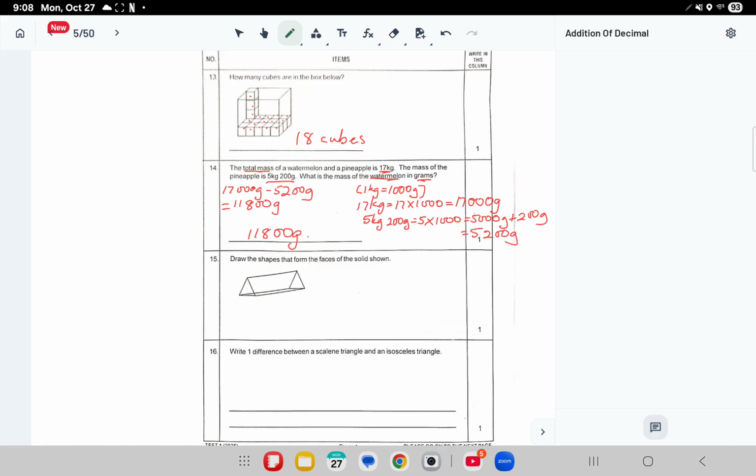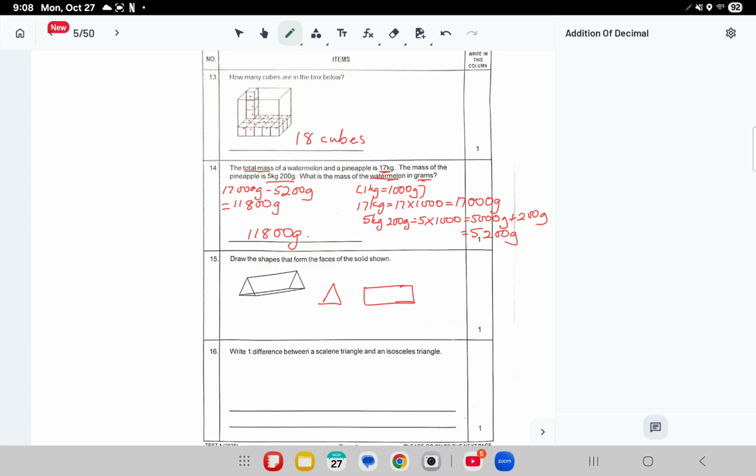Number 15, they said draw the shapes that form the faces of the solid shown. So the faces are made up of plane shapes, or two-dimensional shapes. We know this is a triangular base prism, so therefore it would be a triangle and rectangle. Alright, those form the faces.